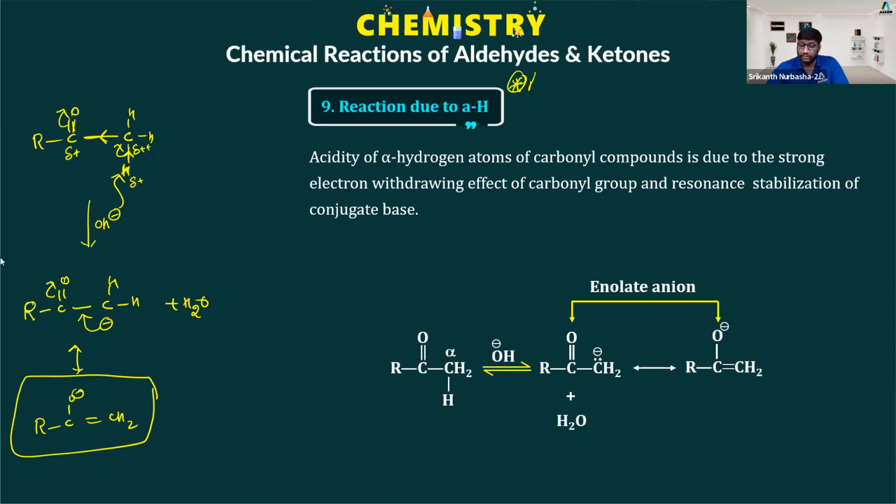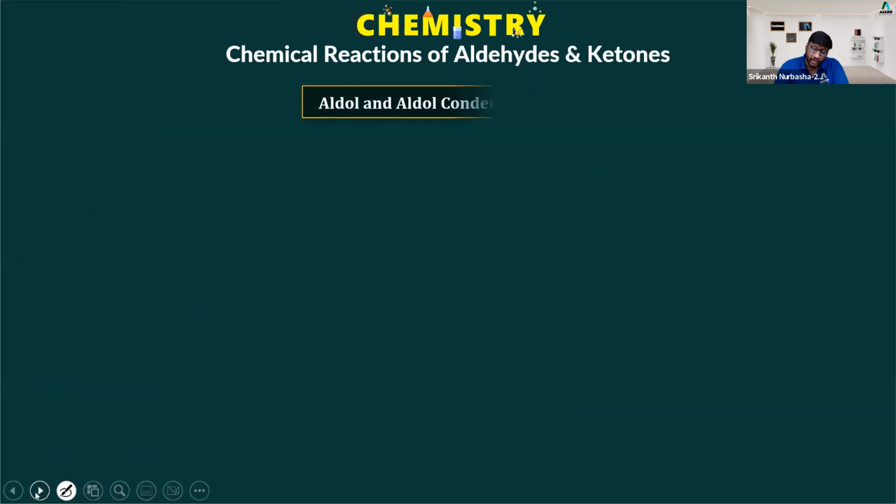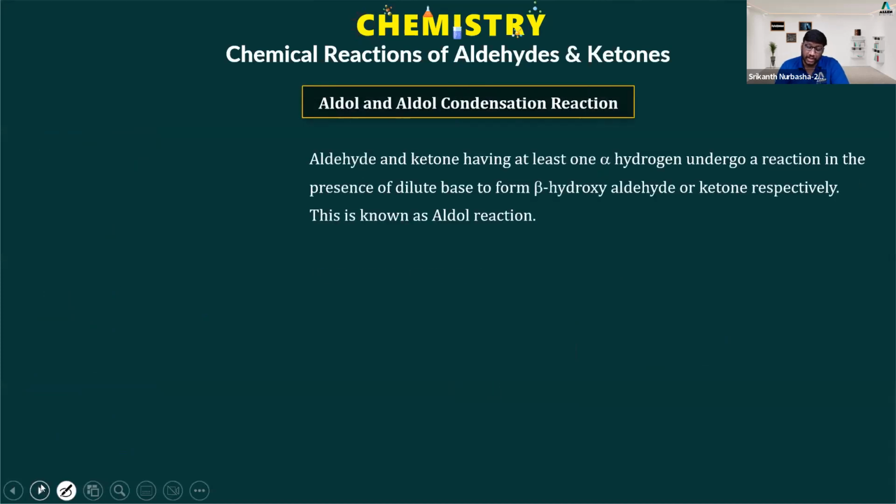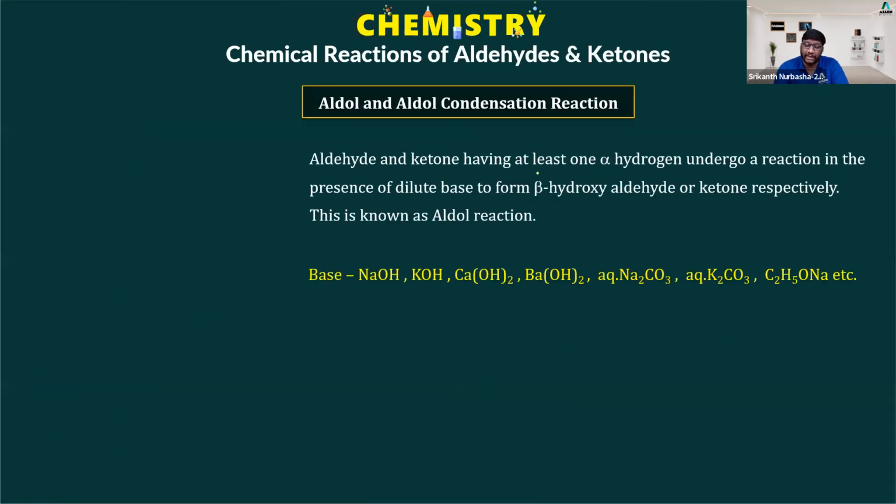So first question, in the aldol condensation, what is going to happen? In the aldol condensation reaction, an aldehyde or ketone having at least one alpha hydrogen undergoes a reaction in the presence of dilute base to form beta hydroxyaldehyde or ketone respectively. This is nothing but aldol. If it is an aldehyde, we call it aldol. If it is a ketone, you form ketol.